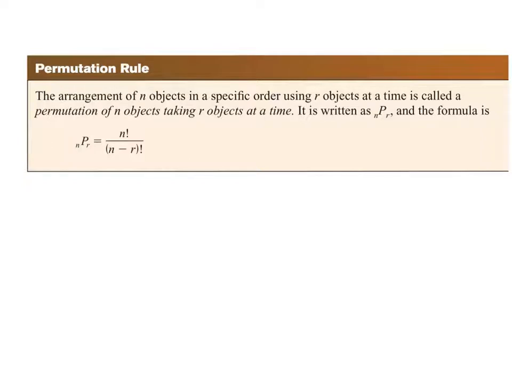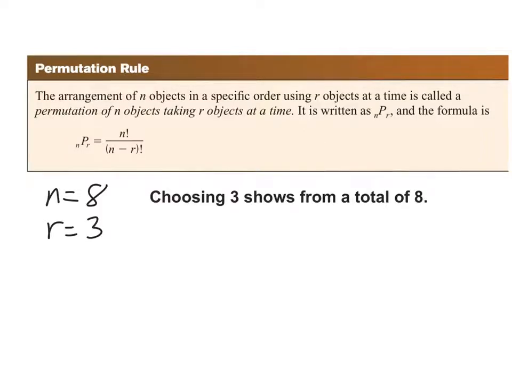Okay? So in the television show problem, what is n? 8, because there's 8 shows to choose from. How many get chosen? So r equals 3. Okay? So for the TV show problem, n would be 8, r would be 3 because you're choosing 3 from 8. Sometimes this is read as a permutation of 8 choose 3. Okay?